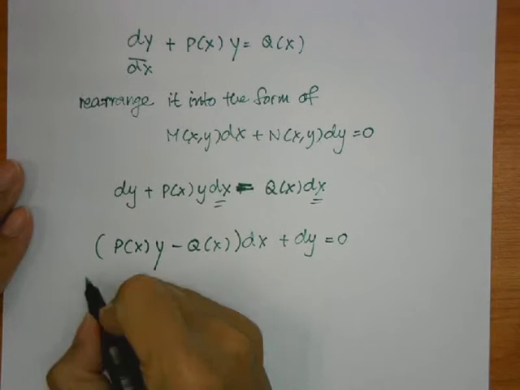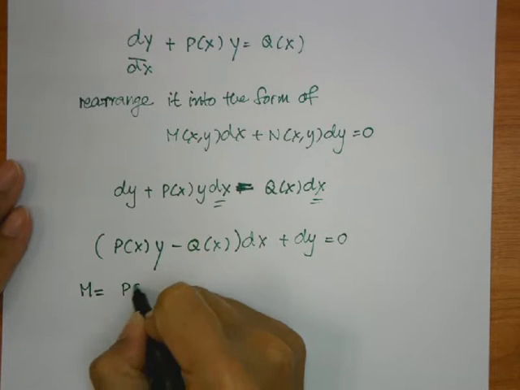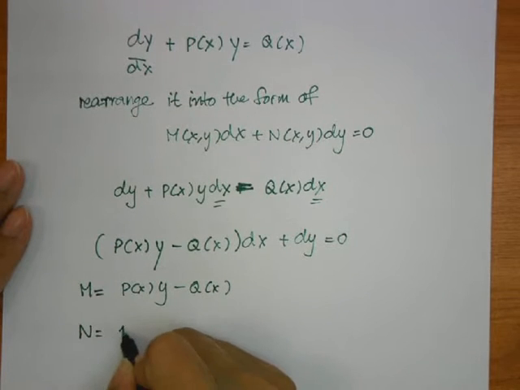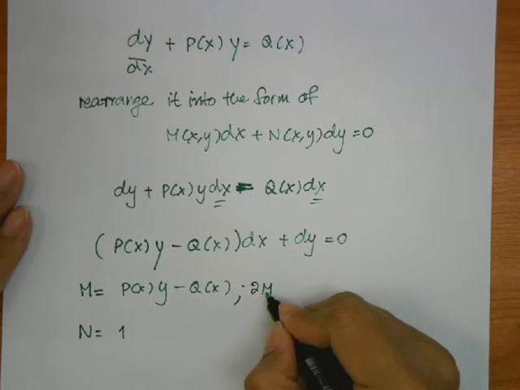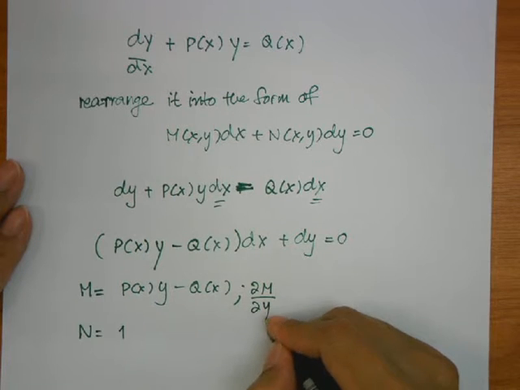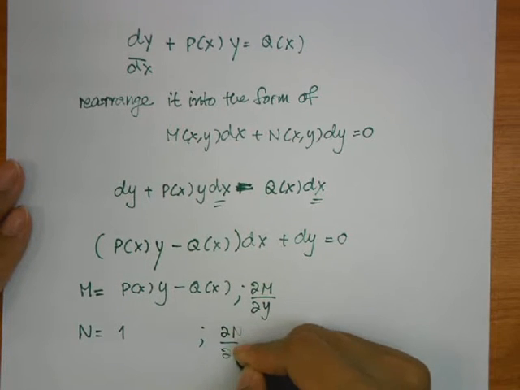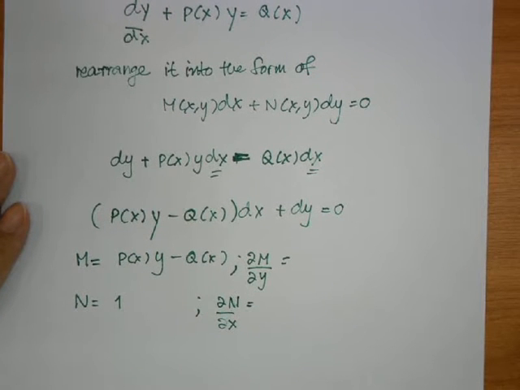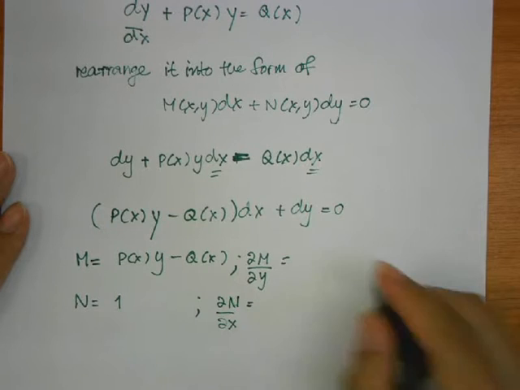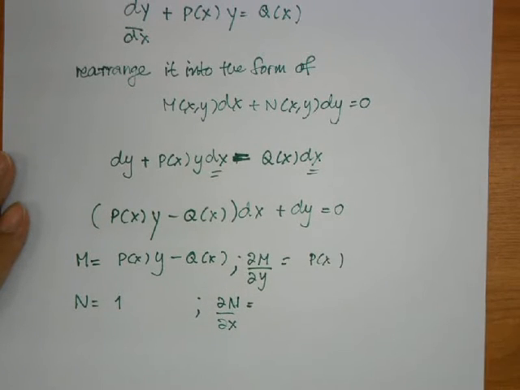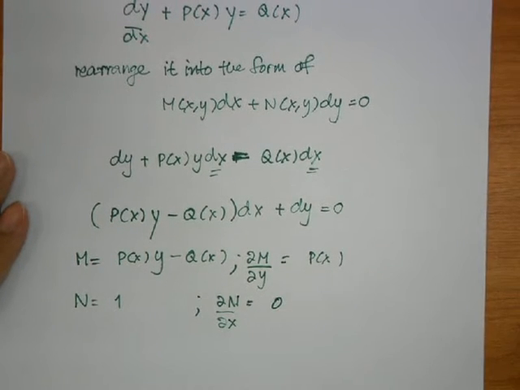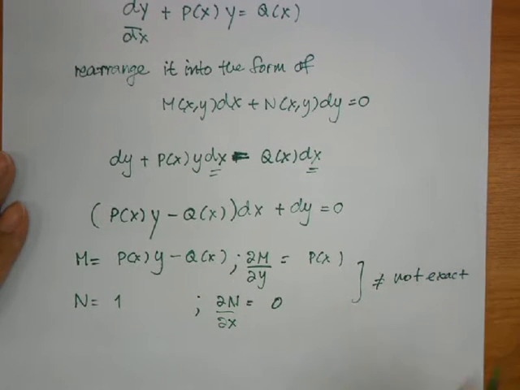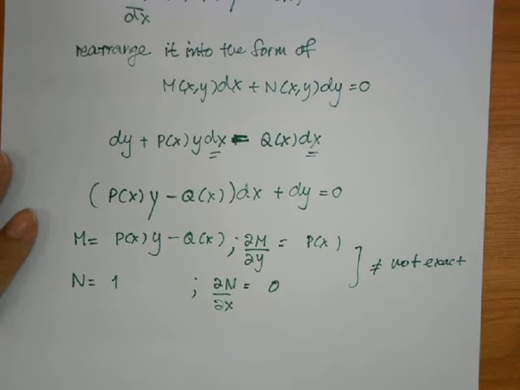Right. Now our M is p(x) y minus q(x), and our N is equal to 1. We do the derivative of M by y and the derivative of N by x. The derivative of M by y equals p(x). The derivative of N by x equals 0. It's not exact. It's not an exact equation. So we want to find an integrating factor.